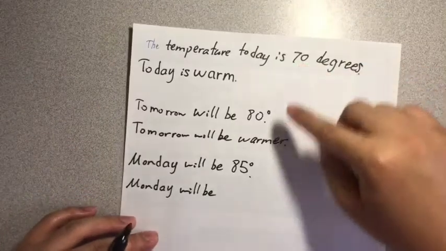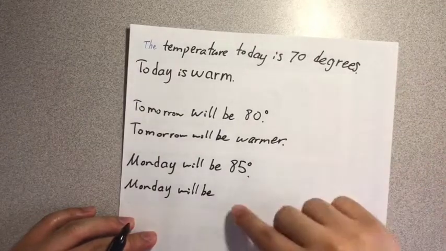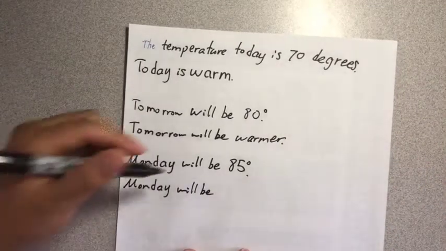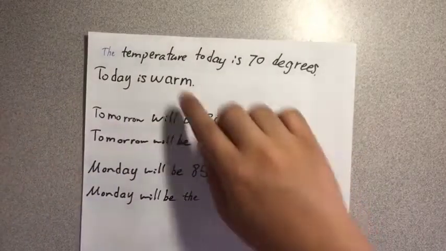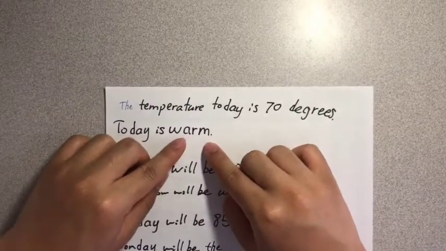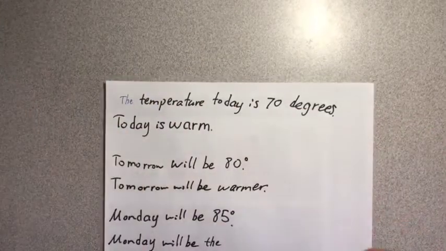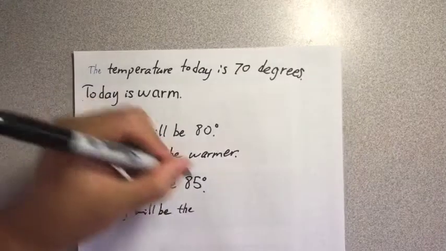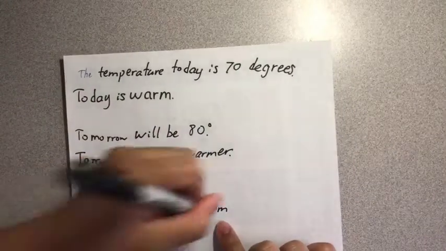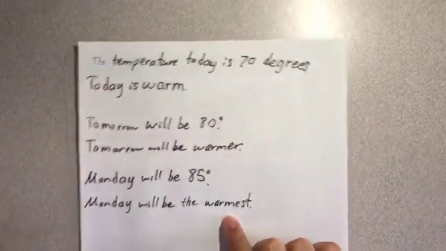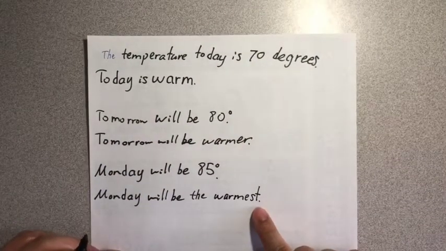So now we are comparing 3 days. So this is the most hot. How do we say that? Monday will be the warm. The adjective is warm. How many syllables in the word warm? Warm. 1 syllable. So we write EST at the end. Warmest. Monday will be the warmest.